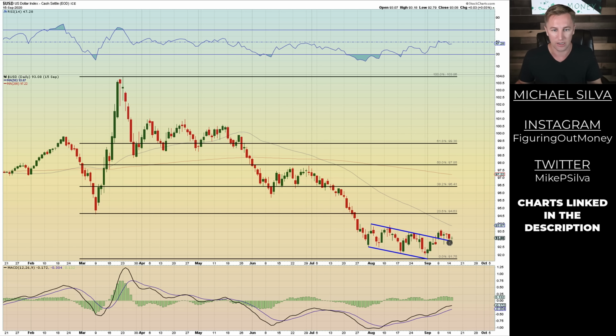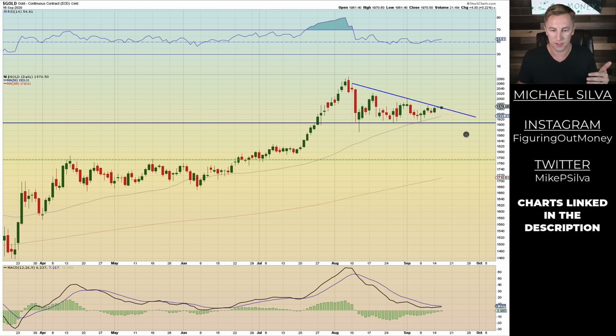Today, it had a low of 92.79, so a lower low than the previous day and a lower high. That is somewhat bearish for the dollar, but we did see somewhat of a rally here towards the end of the trading day. That is pretty bullish for the dollar.